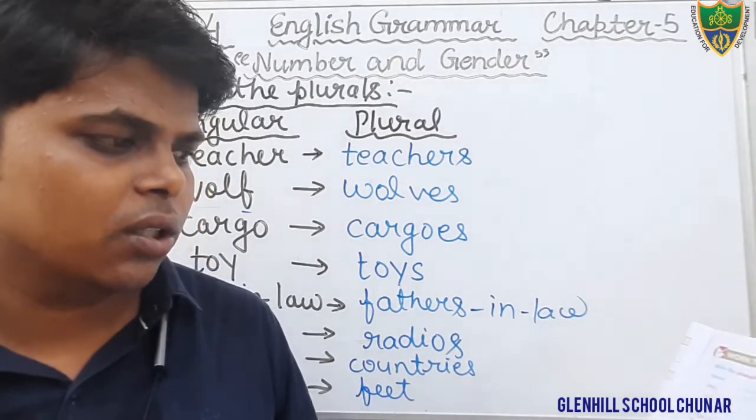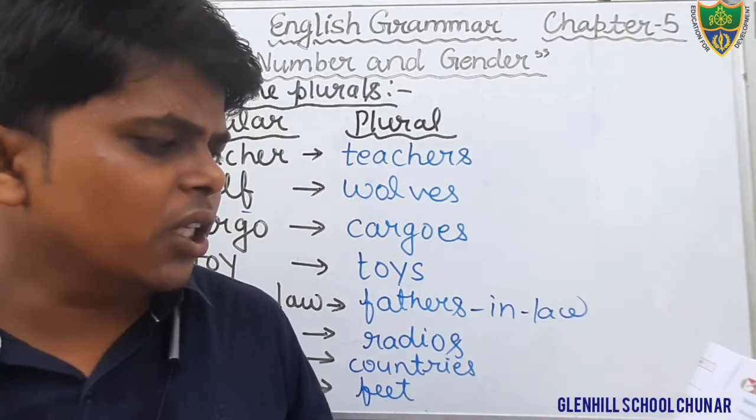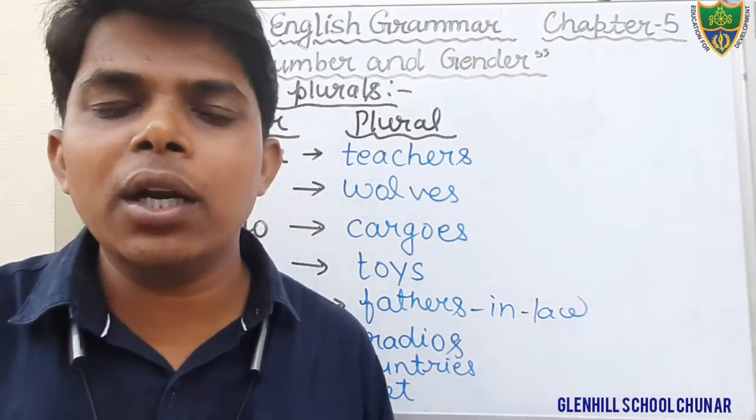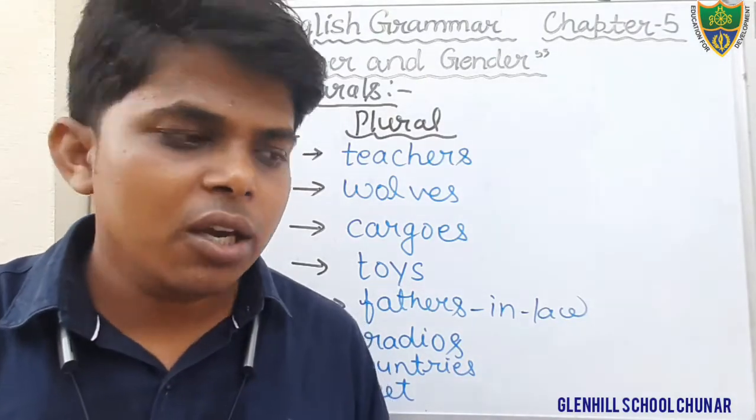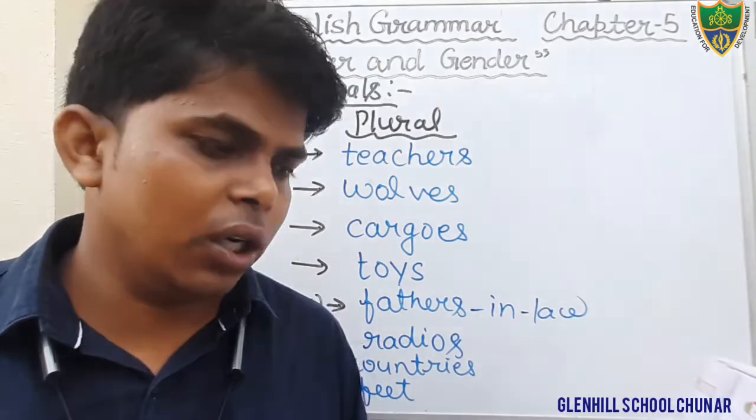First one has been done for us. The tree has many branches and fruits. Here you have to find out the noun first. Okay, and what kind of noun, that is singular or plural noun.